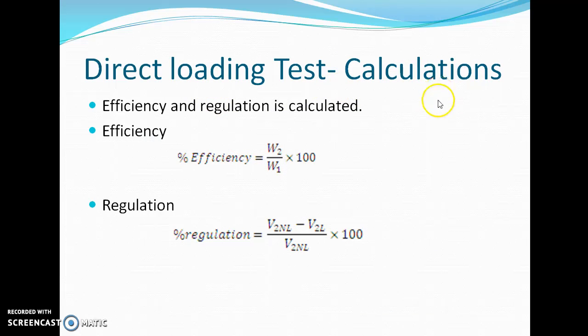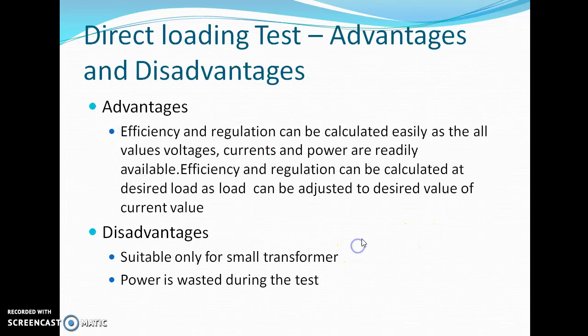Now from these readings, efficiency and regulation can be calculated. Efficiency we know is given by secondary power divided by primary power, that is output power divided by input power. So percentage efficiency is W2 divided by W1 multiplied by 100 at each step, and the regulation is given by V2NL minus V2L divided by V2NL multiplied by 100. So efficiency and regulation can be calculated at each reading.